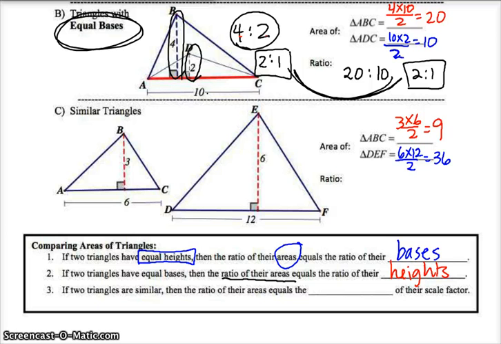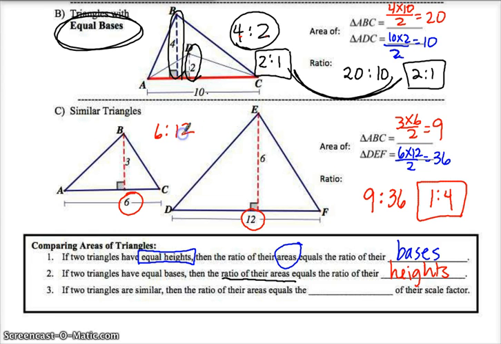For letter C, similar triangles. So this says if two triangles are similar, then the ratio of their areas equals, okay, let's look at their ratio of their areas. So ABC, the small area compared to the large area, that reduces to 1 to 4. 9 goes into itself 1 time, 36 goes into itself 4 times, so it's a 1 to 4 relationship. If they're similar, then if we compare their dimensions, length or bases to base, that's 6 is to 12. If we reduce that, that's a 1 to 2 relationship. And if we compare 3 is to 6, that's a 1 to 2 relationship.